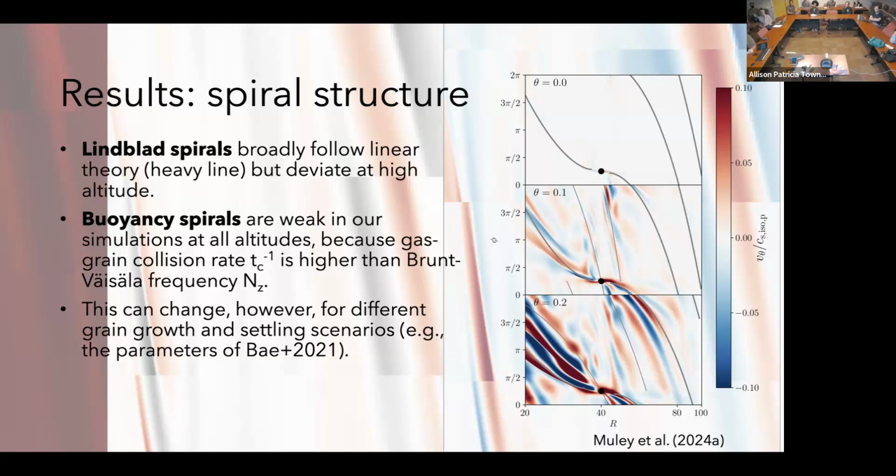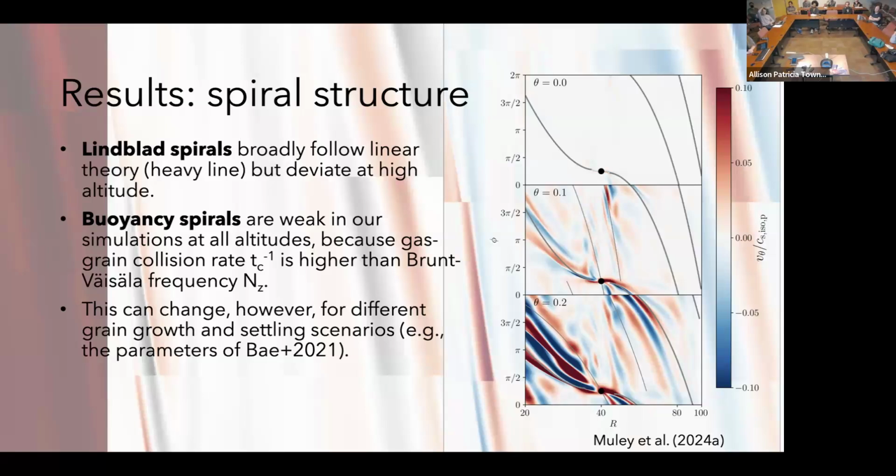If you look at the parameters from, say, Jahan et al. 2021, if you have a disk which is highly evolved with well-settled grains, you would see something like buoyancy spirals because your coupling times would be longer. But in this case, our 3-temperature scheme can only account for grains that are kinetically well coupled to the gas, that follow the gas. So you don't see it, and you need a different size distribution.